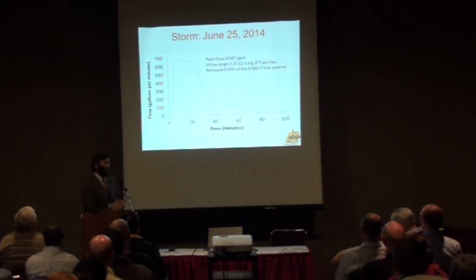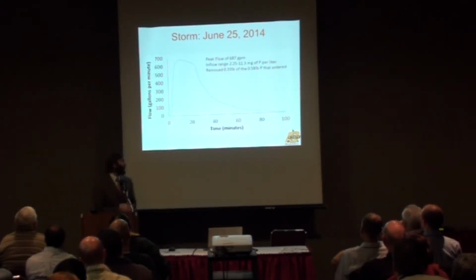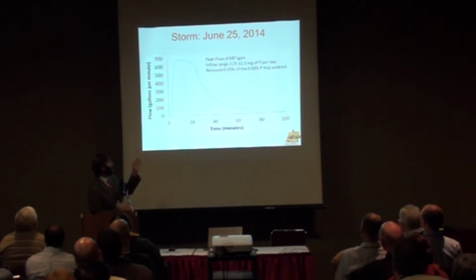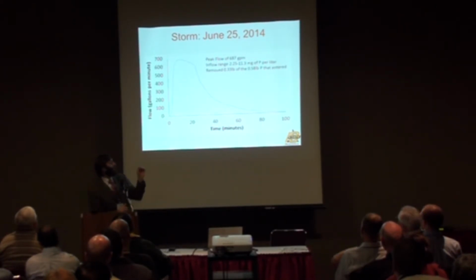Here's an example of one storm. This was the biggest storm we had last summer. There was an event that produced nearly 700 gallons per minute of flow, in which that single runoff event delivered nearly 0.6 pounds of phosphorus, and we removed about 0.3 pounds of that. Very large event, very short retention time.